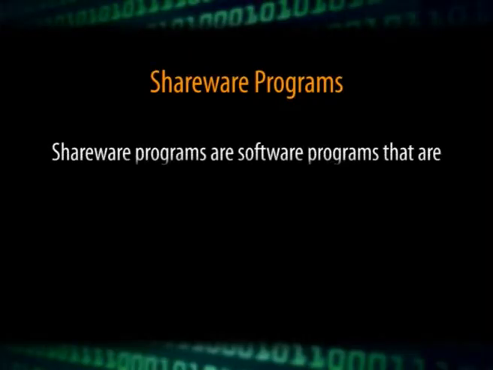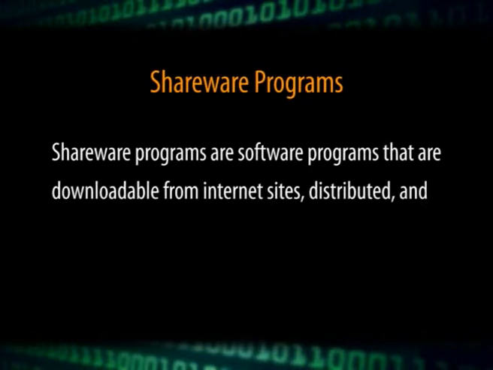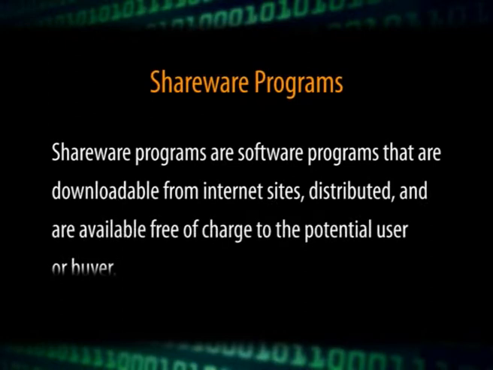The next category of the application software is shareware programs. The shareware programs are the software programs that are downloadable from internet sites, distributed and are available free of charge to the potential user or buyer. However, the developer of the software expects that the user or the buyer pay a small fee if they intend to use the program regularly. By paying the requested shareware fee, you become a registered user and can use the program for as long as you want to use it.